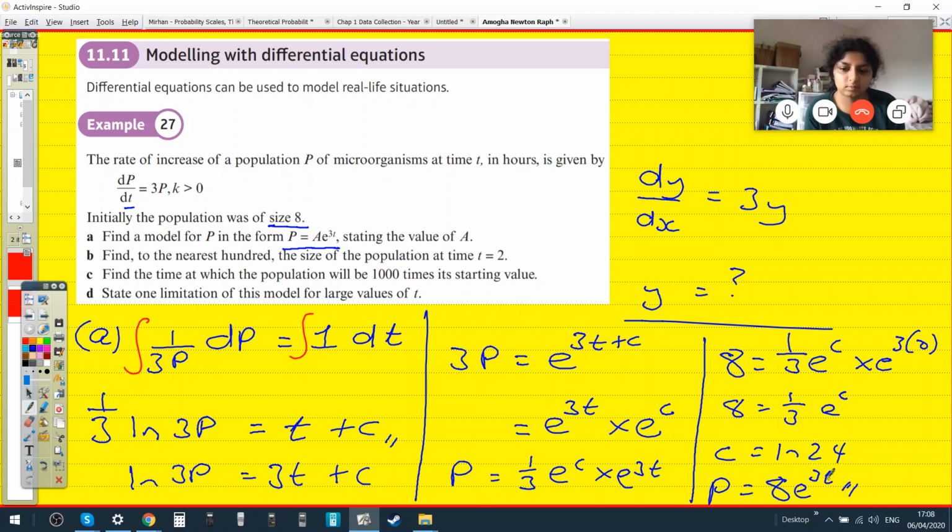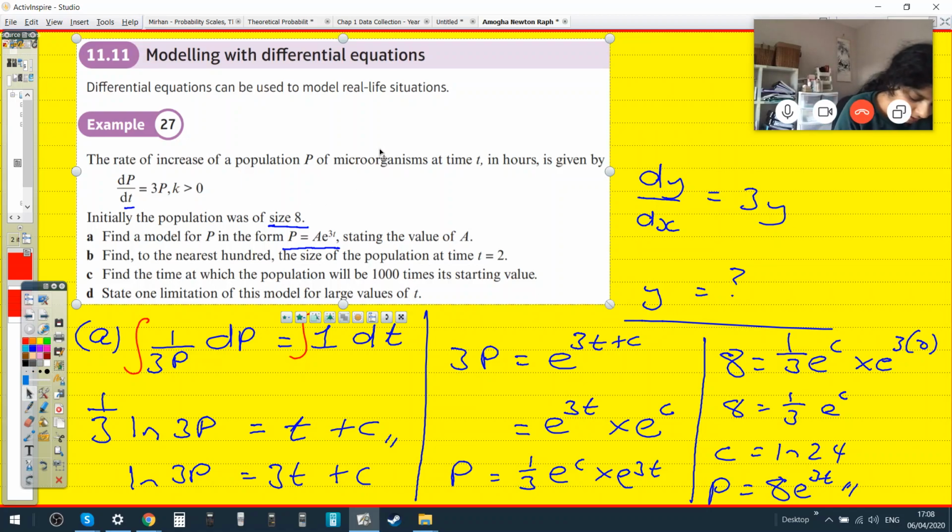And so what we kind of did there was we proved where it comes from. Basically this number a, if there's no plus or minus anything extra, is the initial value. This will be the initial population. Okay. I can find a model for p, starting with stating the value of a. Yep, so a is 8. Okay, question B.